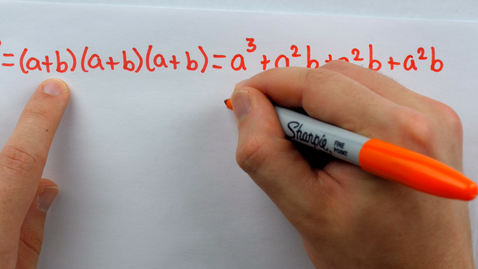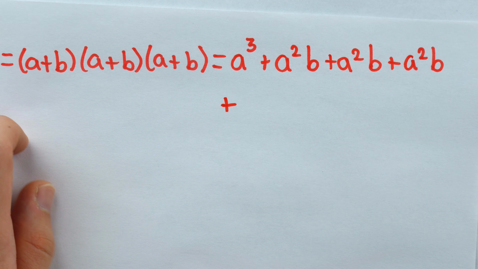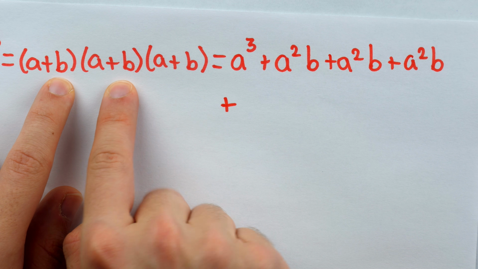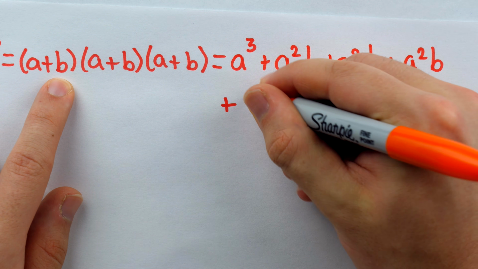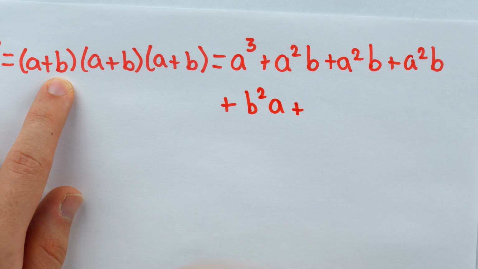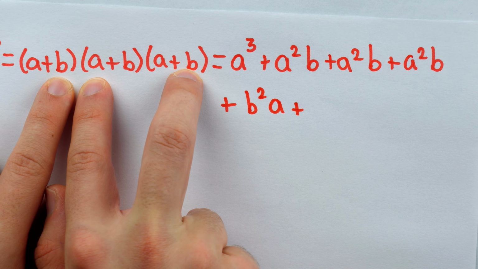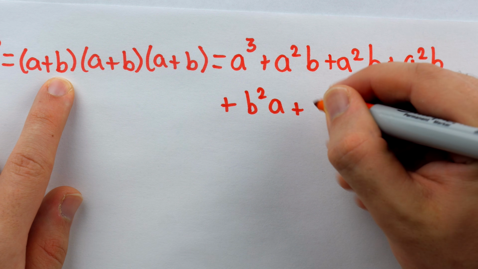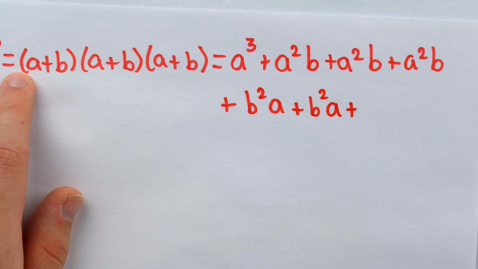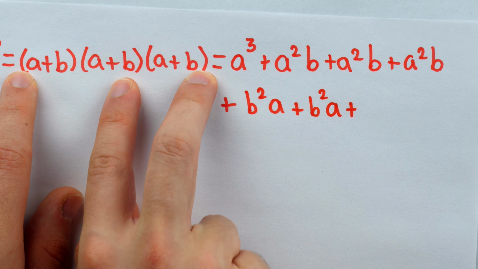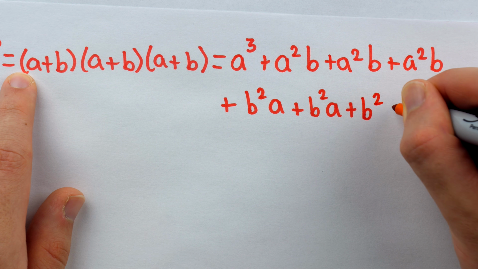And we could do a very similar thing with terms of the form b squared a. We could choose b's from the first two factors and a from the third. That would give us b squared a. However, we could also choose b from the first factor, a from the second, and b from the third. That too would give us b squared a, and then just as before, we could choose a from the first factor and b's from the second two. That gives us a third way to get b squared a.